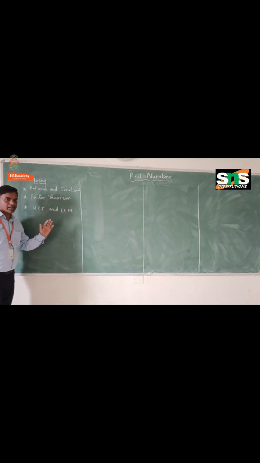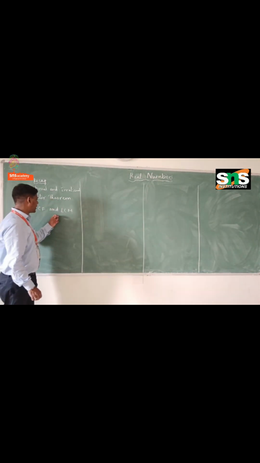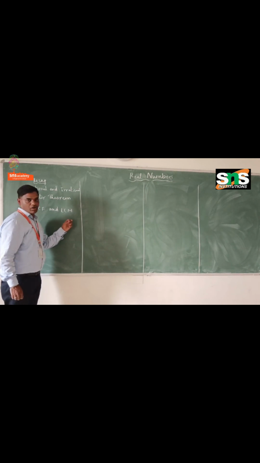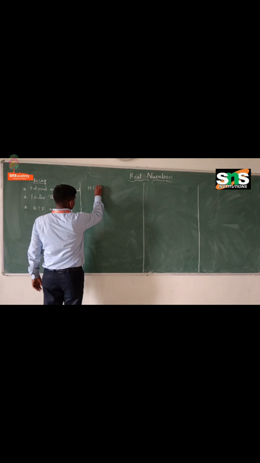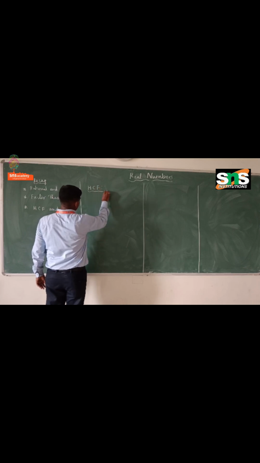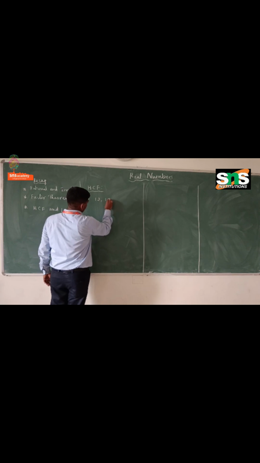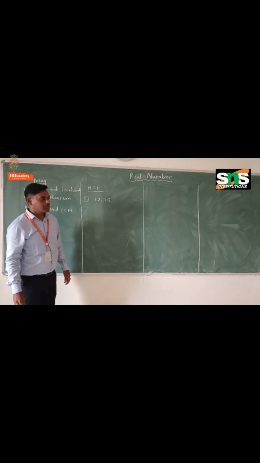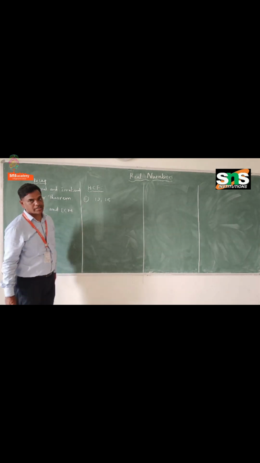This is already there in your lower classes, but once again we are going to recap it. HCF means highest common factor. LCM means least common multiple. Here, first we are going to see HCF. We are going to find the HCF for two numbers, for example 12 and 15. So we will see how to find the HCF for them.